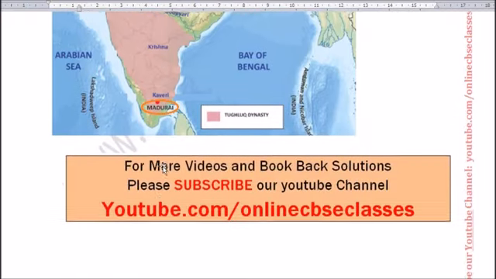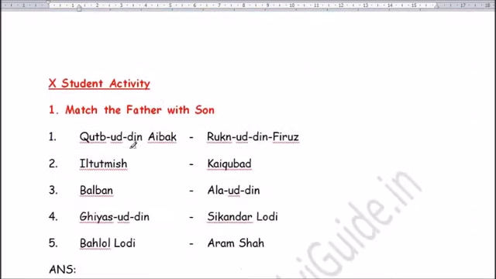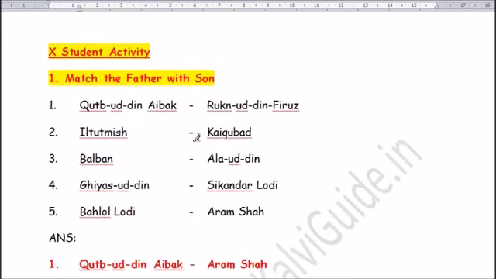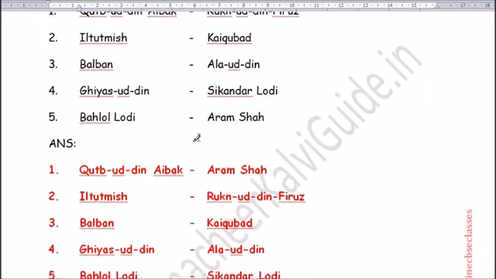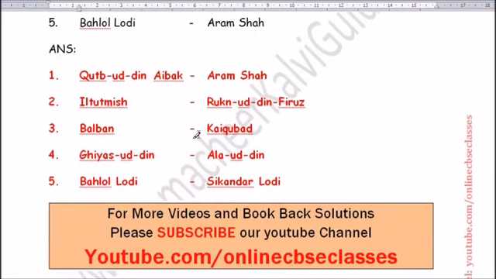Roman number 10, student activity. Match the father with the son. Question number 1: Qutbuddin Aibak, Rukunuddin Firoz, Iltutmish, Qaikbad, Balban, Alauddin, Ghiyasuddin, Sikandar Lodi, Bahlol Lodi, Aram Shah. And the answers are: Qutbuddin Aibak, Aram Shah; Iltutmish, Rukunuddin Firoz; Balban, Qaikbad; Ghiyasuddin, Alauddin; Bahlol Lodi, Sikandar Lodi.